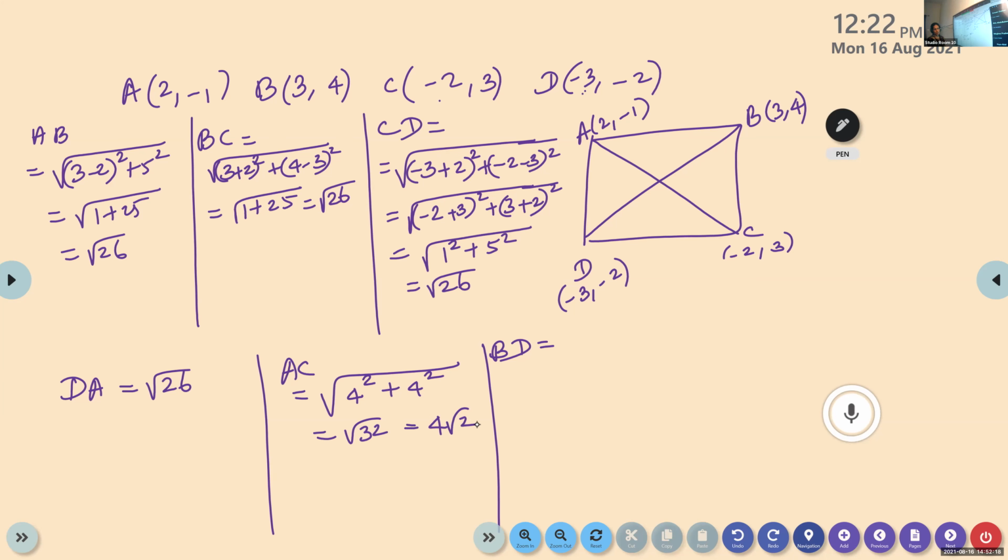Then find out BD. Root 72, which is 6 root 2. All the four sides are equal and diagonals are not equal. Therefore, it is a rhombus, but not a square.